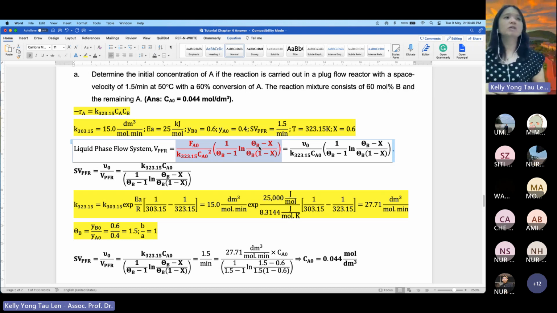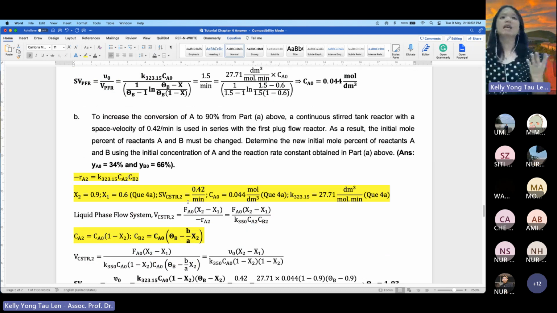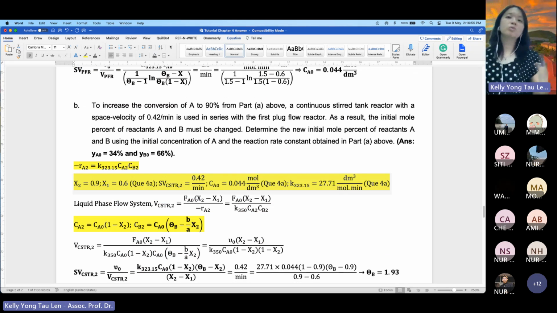Tapi kamu ingat kan, kalau space time, space velocity sama dengan 1 per space time saja sebenarnya. So you should be able to solve this by yourself. Ada space velocity, disuruh kamu cari initial concentration of A. Itu part A. Dan part B, dia tukar sikit. Disuruh kamu pula cari mole fraction baru. Bila saya tukar situation, saya nak kamu cari mole fraction yang baru. Okay, so I will not discuss in detail because I would like you to try this question by yourself. If you are able to do this by yourself, then you should be okay for reaction chapter 4 lah, right?